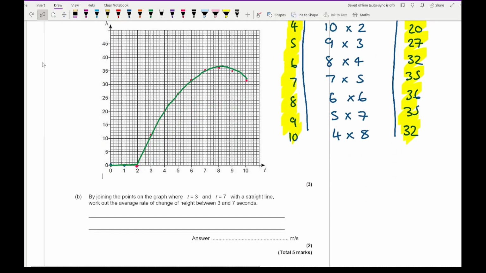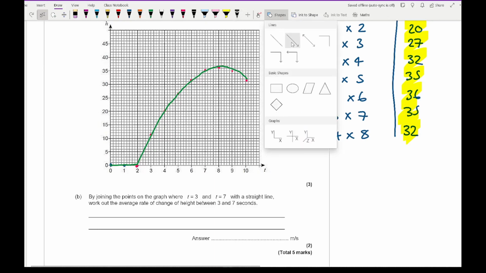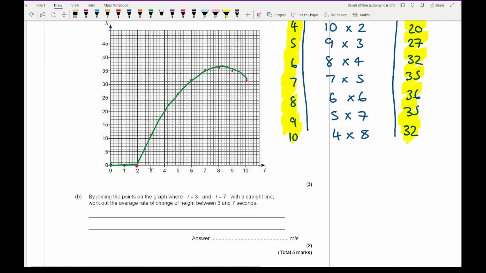Now for question B, it says by joining the points on the graph from t equals 3 to t equals 7 with a straight line, work out the average rate of change of the height between 3 and 4 seconds. So what I need to do is, with a ruler, join where 3 is, then where 7 is, which is there. Let me just do that in a different colour so we can actually see it. Let's do it in blue, and let me just match that up.